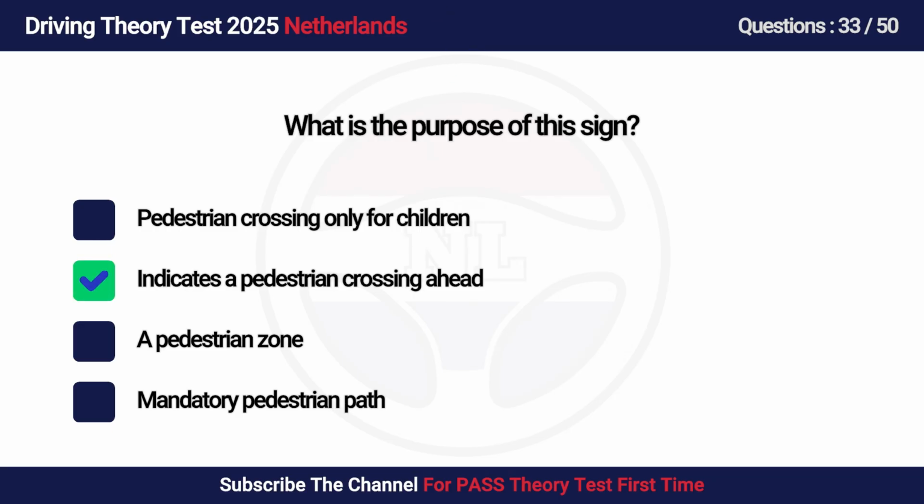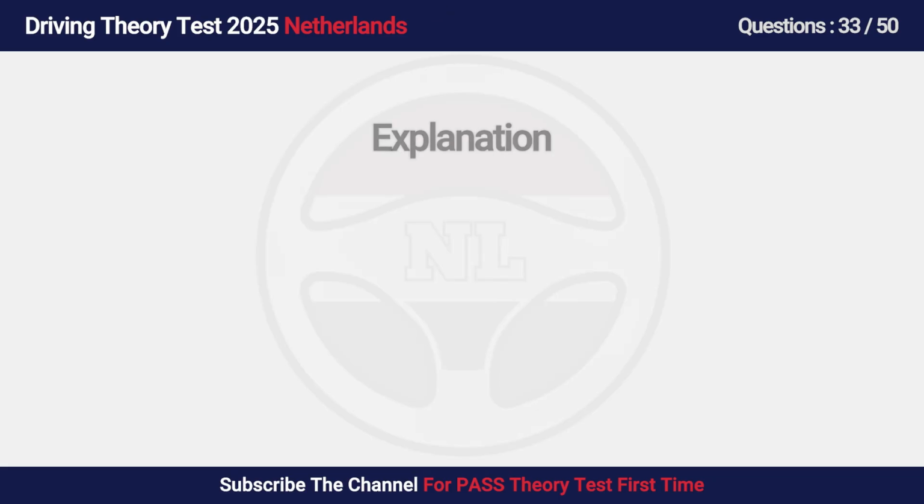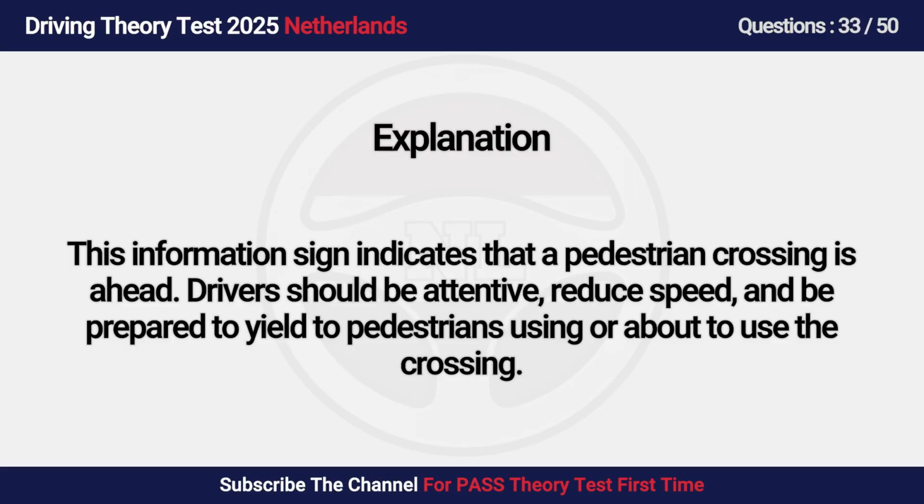Answer is B. A pedestrian crossing ahead. This information sign indicates that a pedestrian crossing is ahead. Drivers should be attentive, reduce speed, and be prepared to yield to pedestrians using or about to use the crossing.